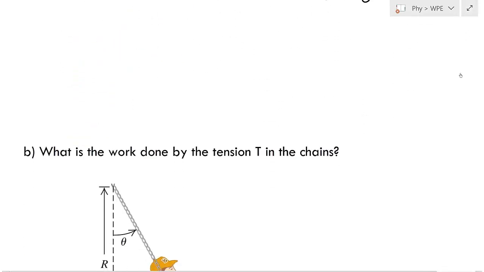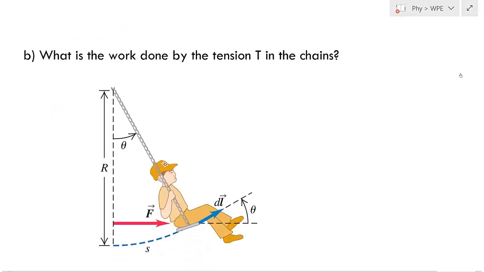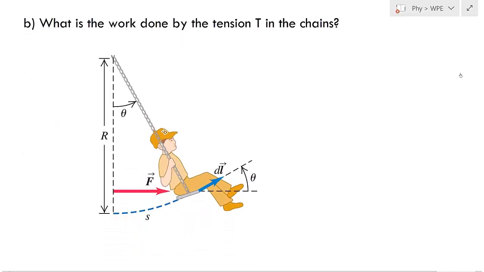The second part of the question says, what is the work done by the tension in the chain? So you see, tension is acting in this direction. So tension will also do some work. So let us find what is the work done by the tension. Again, you have to use the same idea. Work done is nothing but force dot dl, and then you have to take the integral.